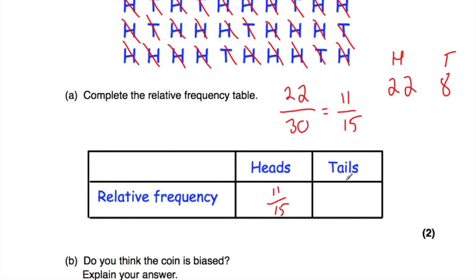And the relative frequency of tails, well, how many times did it land on tails? 8 out of the 30 flips. So again, you could write 8 30ths there, but I'm going to cancel it down. If we divide both the numerator and denominator by 2, we get 4 fifteenths. So that means the relative frequency of tails would be 4 fifteenths. And that's it. So we've completed the relative frequency table.